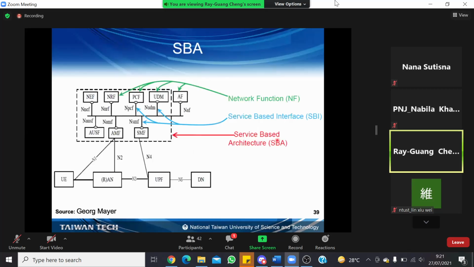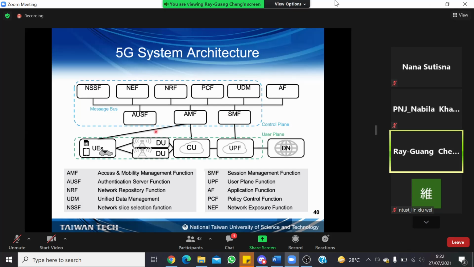To simplify the concept, they proposed service-based architecture. So it means they want to use service-based interface. For example, they can use HTTP-based architecture to allow all the others to use this architecture to exchange information with the others. So the bus becomes a simple massive message bus. So everybody can use the message bus to exchange information with the others.